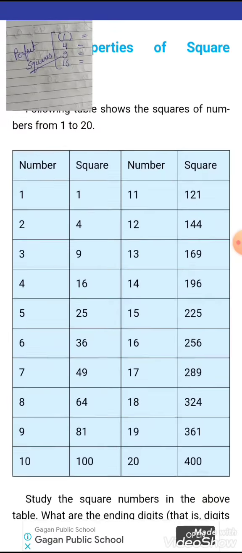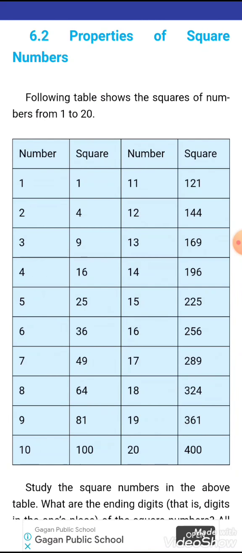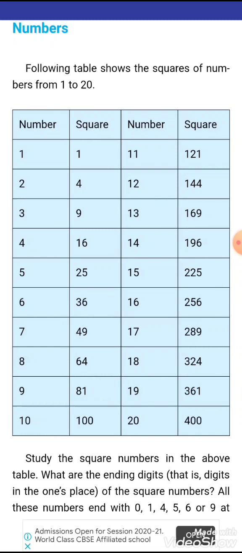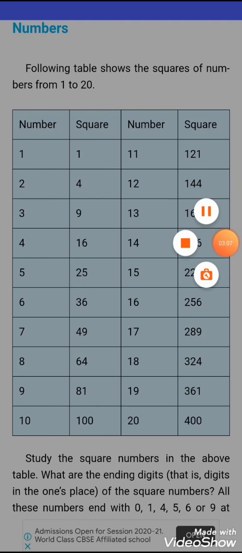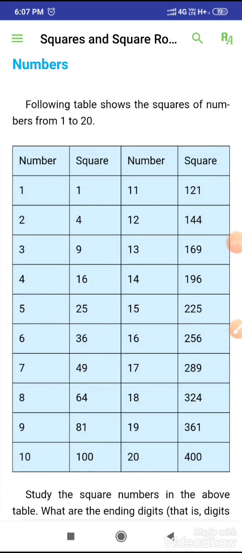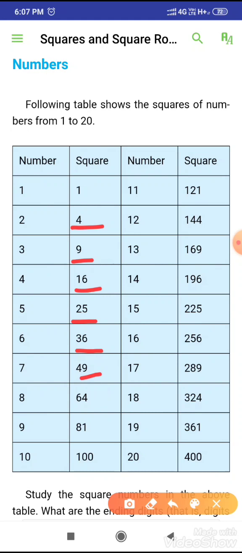Now, look at this table carefully. In this table, square of 1 is 1, square of 2 is 4, square of 3 is 9, square of 4 is 16, square of 5 is 25, square of 6 is 36, square of 7 is 49, then square of 8 is 64, square of 9 is 81, and square of 10 is 100. And here squares of the numbers from 11 to 20 are also given.